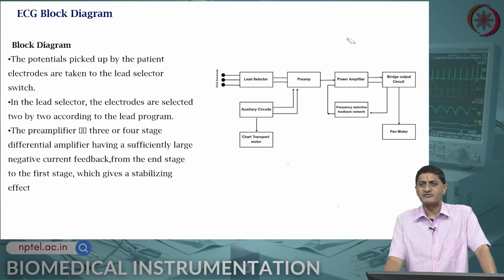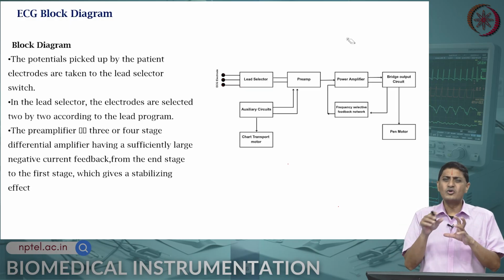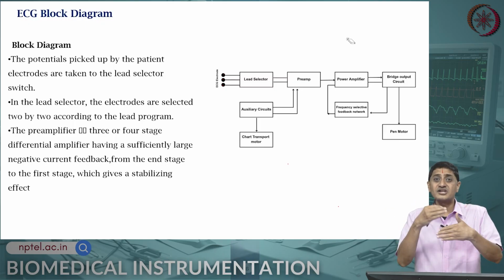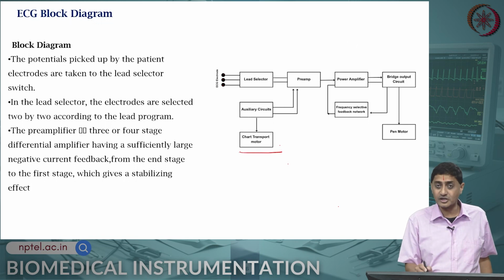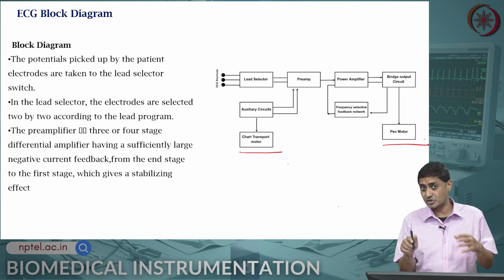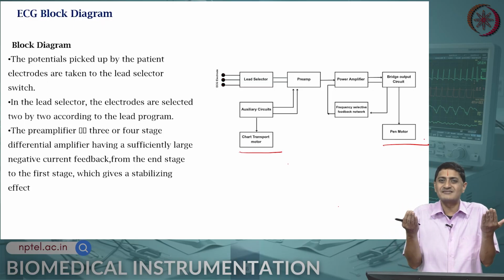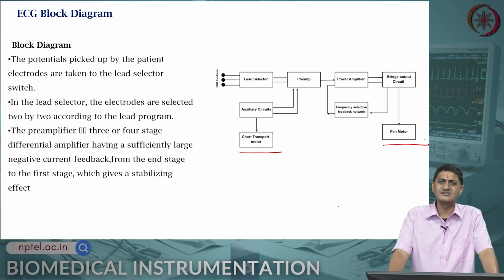This output of the power amplifier is then fed to a bridge output circuit, which then operates the pen motor. So, essentially the output of the ECG is written through a pen on a chart that is rolling at some speed. So, there is a chart transport motor and then there is a pen motor. There are two motors, one moves the pen, the other moves the chart, and the output is essentially like a graph sheet on which the QRS, the entire ECG signal for various leads, is measured and printed.